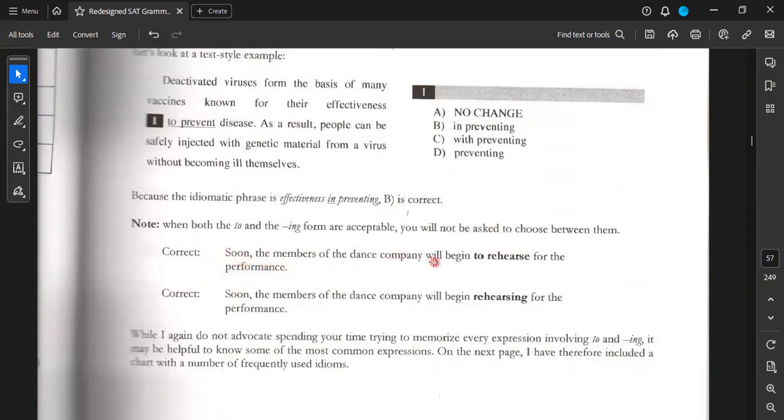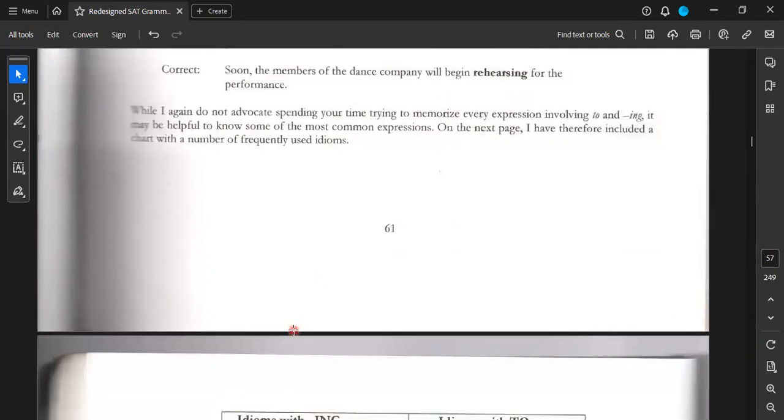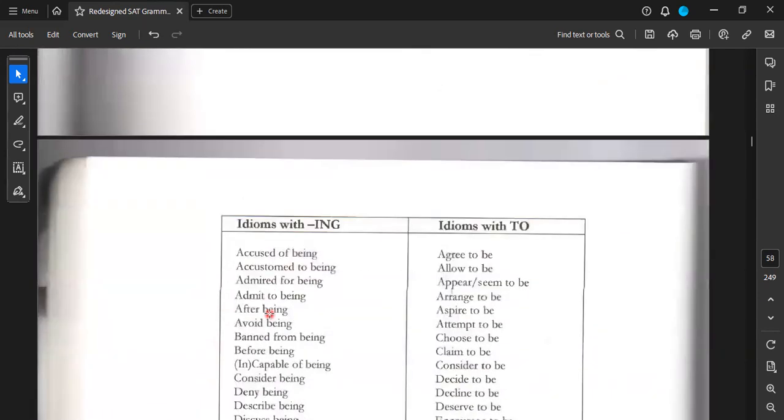For example: soon the members of the dance company will begin to rehearse for the performance, or soon the members of the dance company will begin rehearsing for the performance. So again, don't memorize these exceptions. You have a list here of some of them.